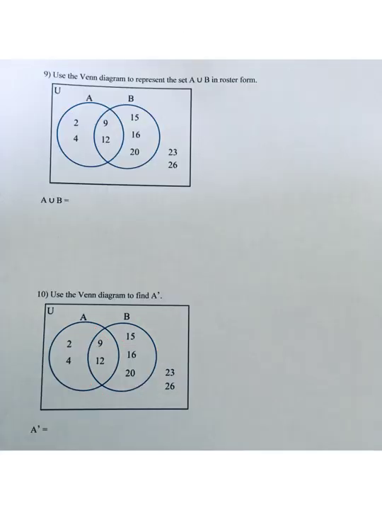Question 9 says to use the Venn diagram to represent the set A union B in roster form. Keep in mind, union means you combine those two sets together. It doesn't matter if they repeat or match or not, whatever is an element in either set is part of the final answer. So in the case of a Venn diagram, when you combine circles A and B, that means simply everything inside the circles in any order. It is a set, so I do unfortunately need those curvy set brackets.